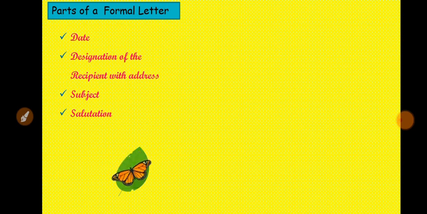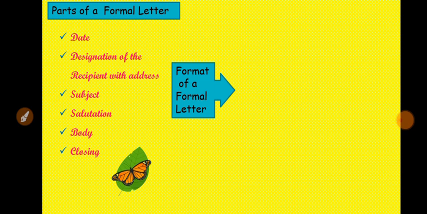Then salutation by writing dear sir, respected sir, whichever way you want to write. Then the body of the letter, which is very important. It has to be very precise. And finally, after writing the body of the letter, you'll come to the closing of your formal letter. Now let's look at the format. Format means the beginning part where you write the date and the address of the recipient, and the closing part where you write your name and your class section.